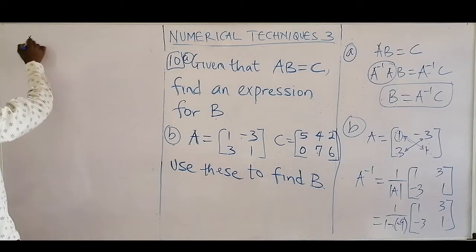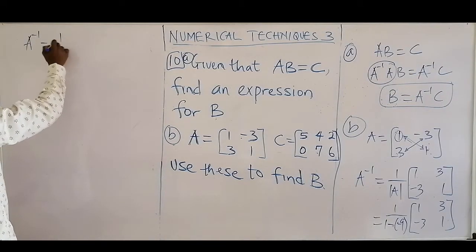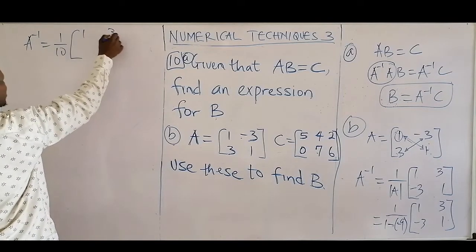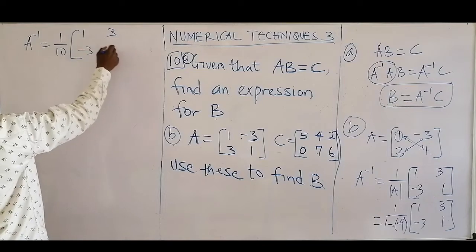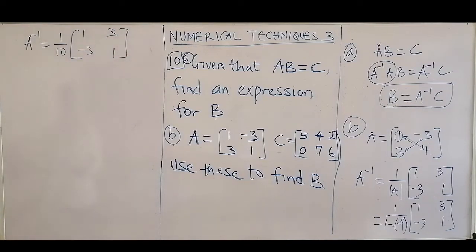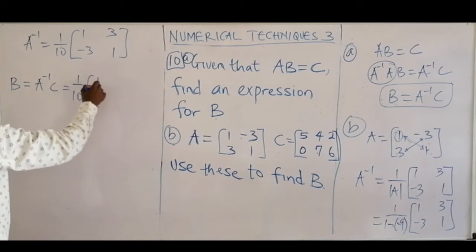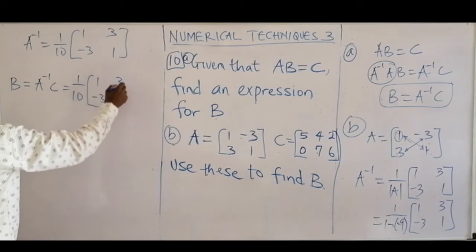So A inverse is what? A inverse is 1 over 10 into bracket 1, 3, minus 3, 1. That's that on that question. Then let's now get the final conclusion. B equal to A inverse times C, which is equal to what? 1 over 10 into bracket 1, 3, minus 3, 1.